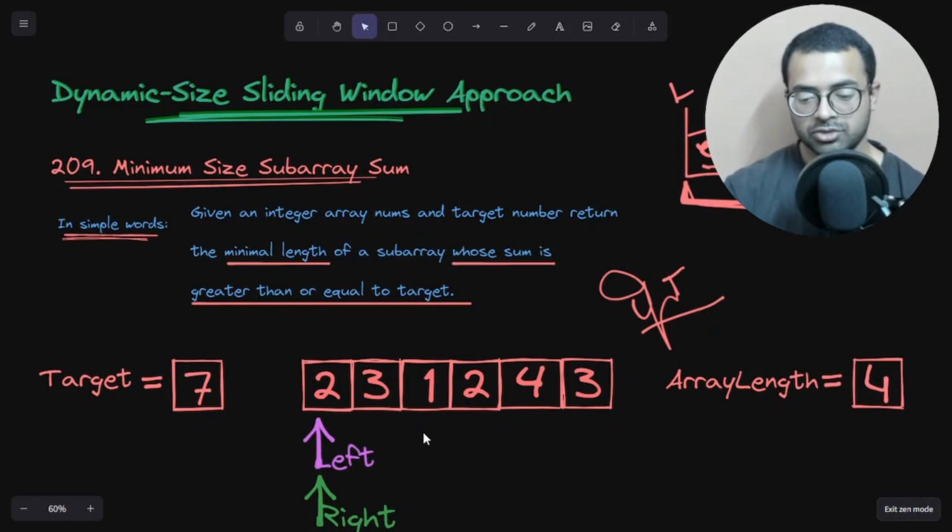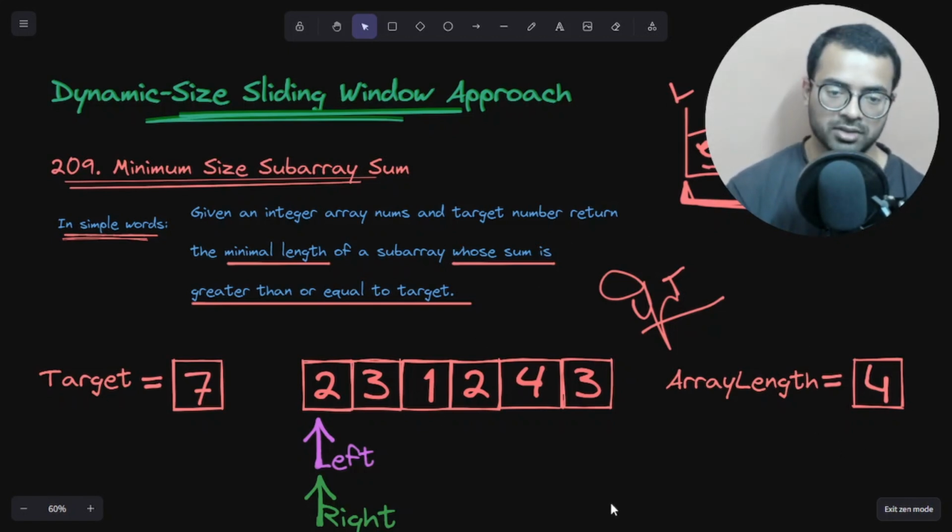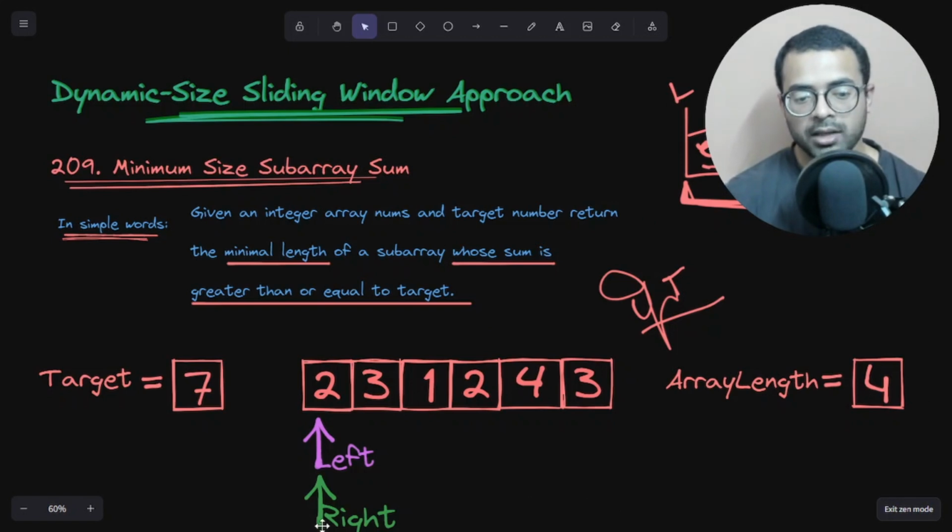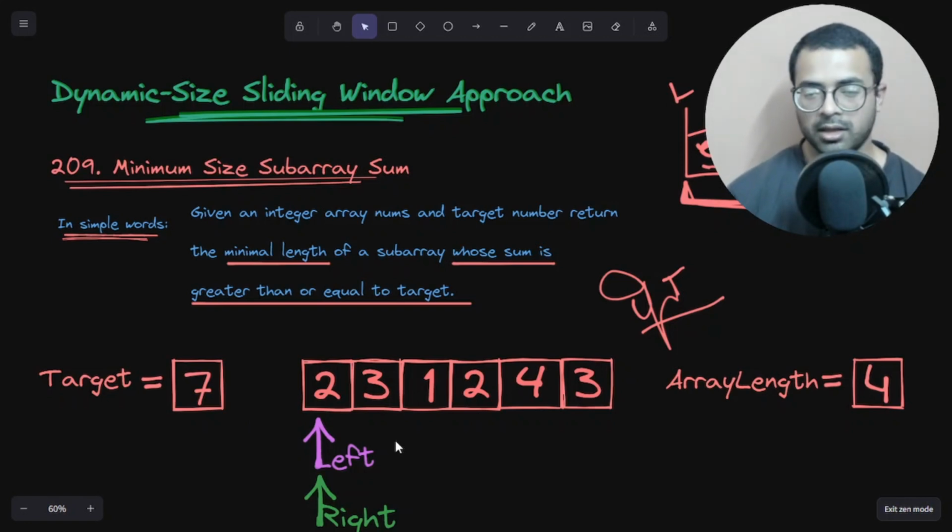Then we are going to check whether the sum of the sub array even after moving left is equal to or greater than the target. If it is, then we are going to change the array length. If not, then we are going to move right one step forward. So we will use right only when the sub array sum is less than target. If it is equal or greater than target, then we will not use right.